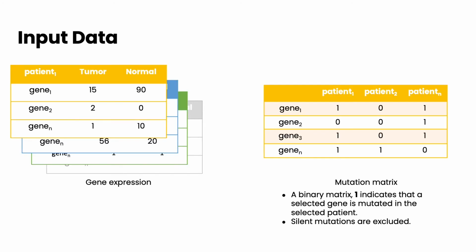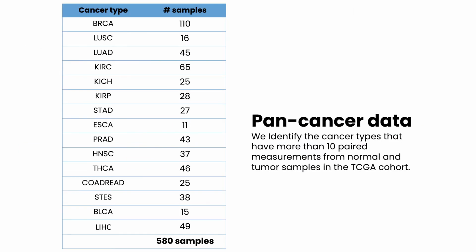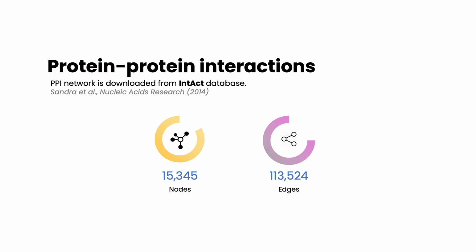And now I will be describing our method. As an input for each sample, we have gene expression measurements for both normal and tumor tissue. Also, a binary mutation matrix is constructed in which we exclude the silent mutations. To construct the pan-cancer data, we take the union of all the samples from cancer types that have more than 10 paired measurements from both normal and tumor samples. In addition to that, we also perform separate evaluations on breast cancer and lung cancer. We also employ protein-protein interaction data from the IntAct database that consists of 15K nodes and 113K edges.